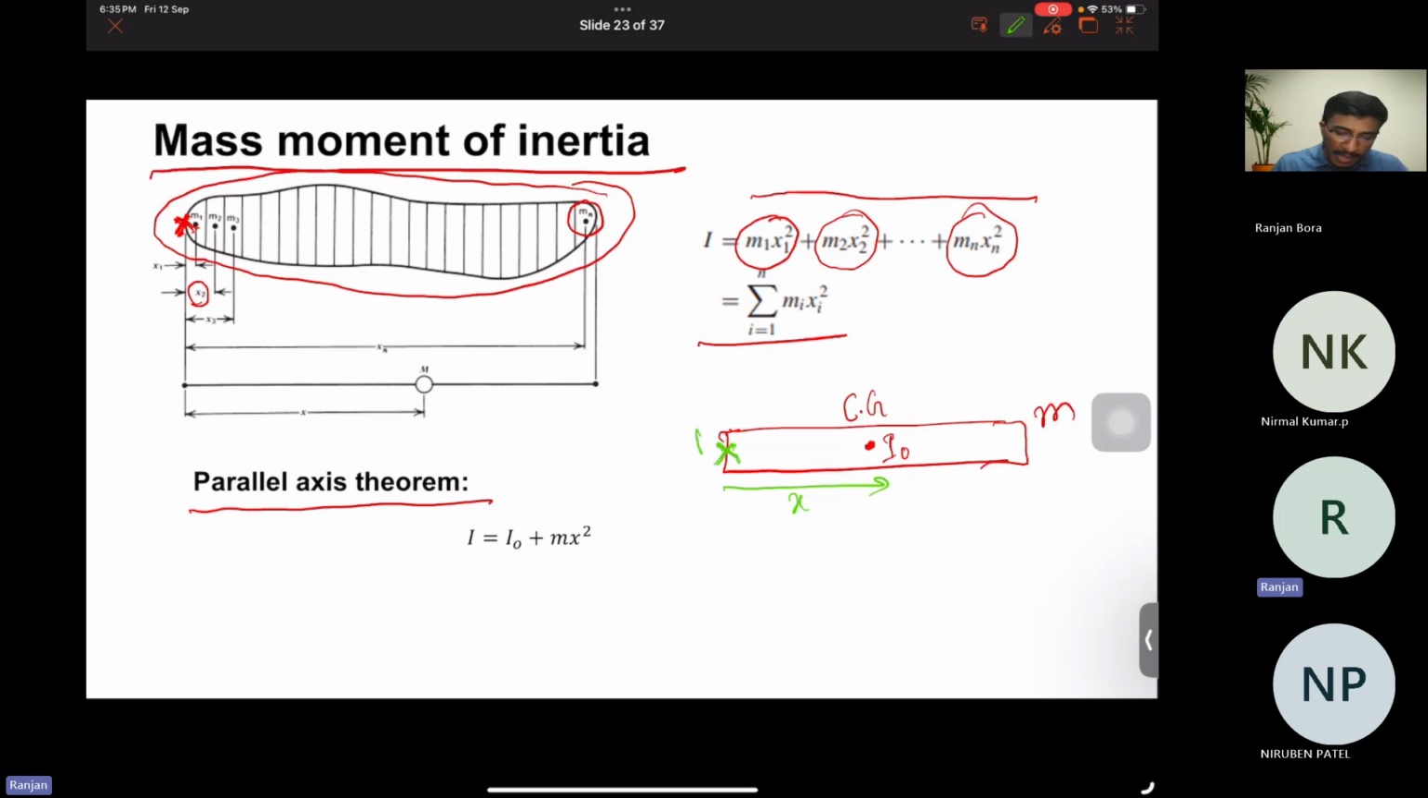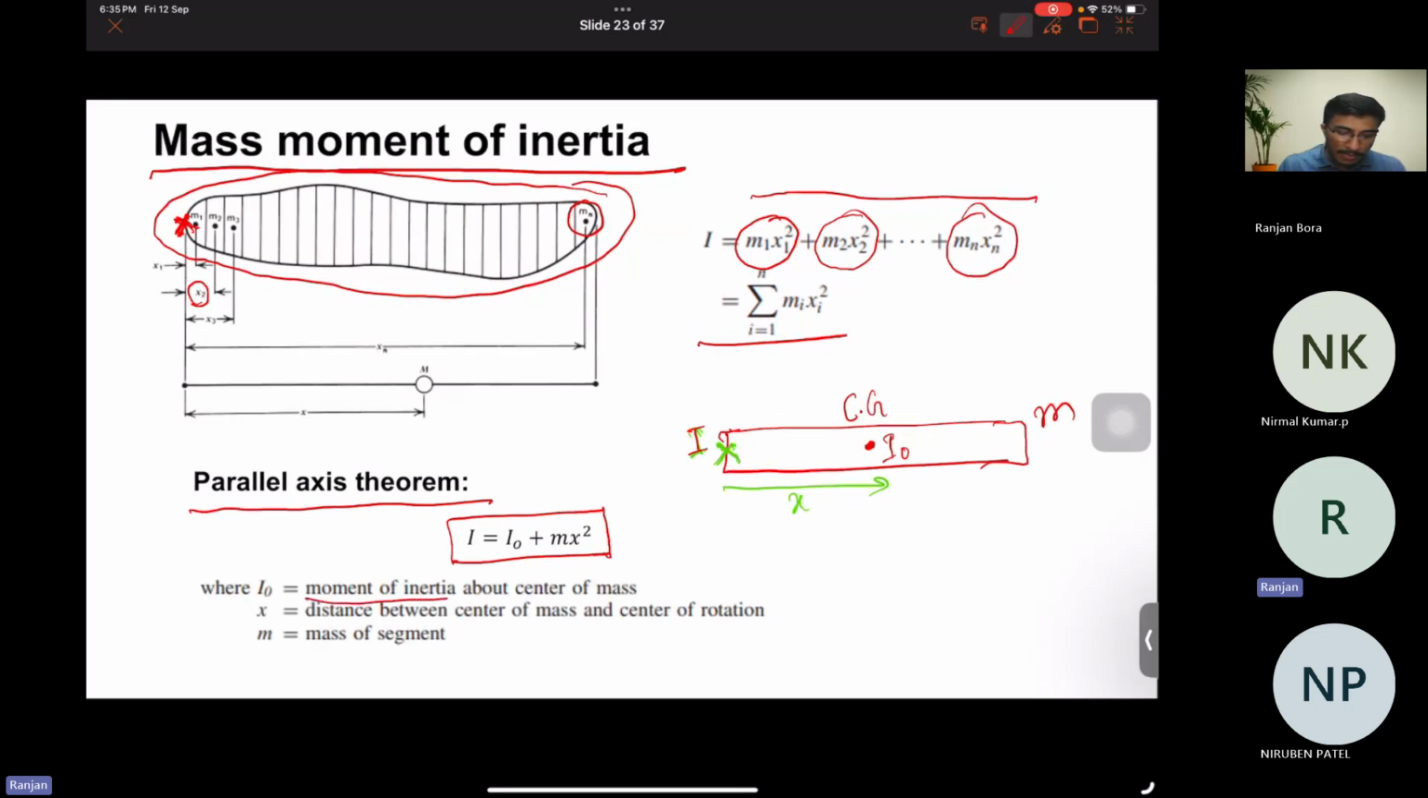parallel axis theorem we can write the moment of inertia about this point as I equal to I naught, the moment of inertia about its center of gravity, plus m multiplied by the distance squared. So this is the formula for the parallel axis theorem for calculating the moment of inertia about any axis which is at a distance of x from its center of gravity.